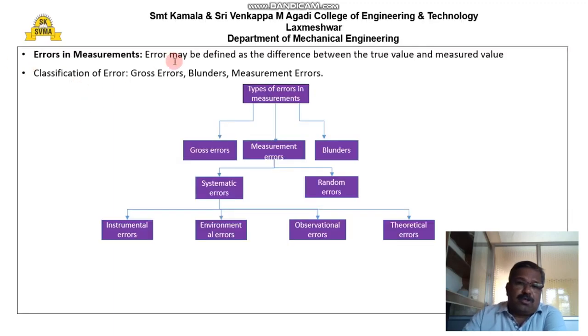Some authors have defined it in different ways: an error is a mistake or inaccuracy in action, or a deviation from standards. So keeping these things in mind, the error definition commonly is: error may be defined as the difference between the true value and the measured value. Now the second point is why these errors happen.